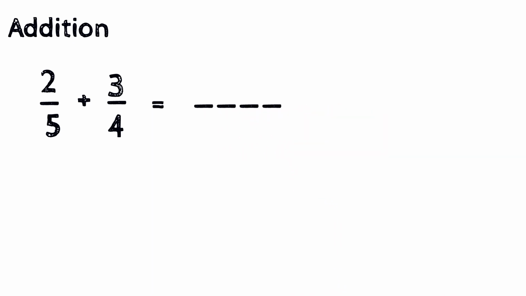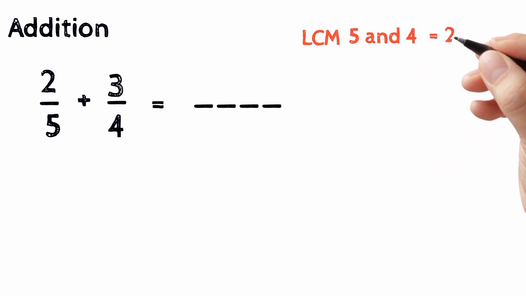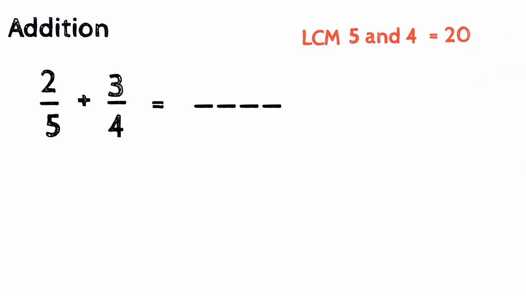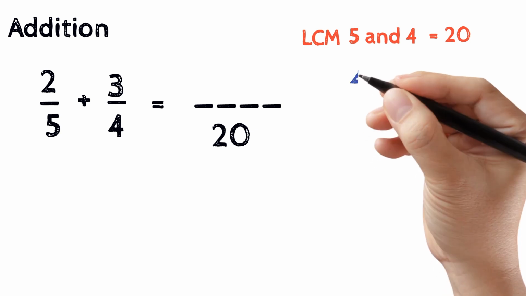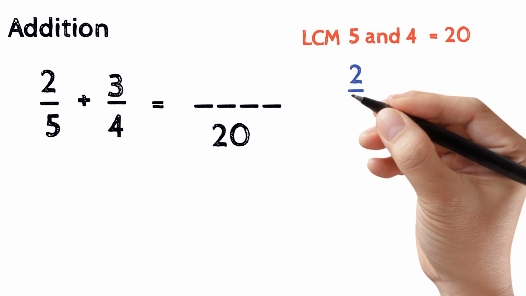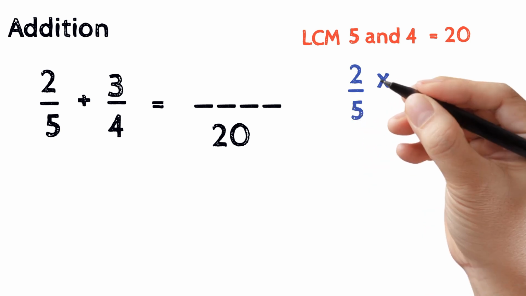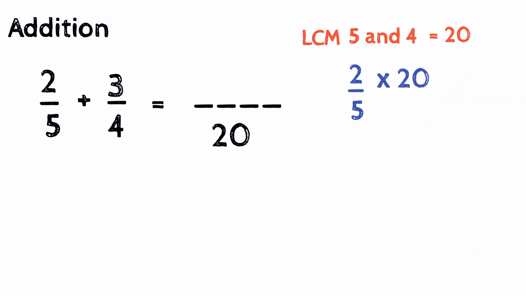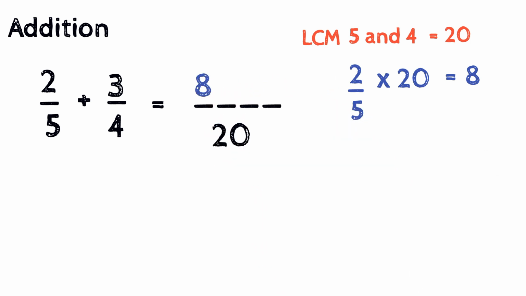find the LCM of the denominators, the LCM of 5 and 4. This is equal to 20. So 20 is our new denominator. Write 20 here. Now take the first fraction, 2 over 5, then multiplied by the new denominator, which is 20. So this is equal to 8. So we write 8 as the first numerator.